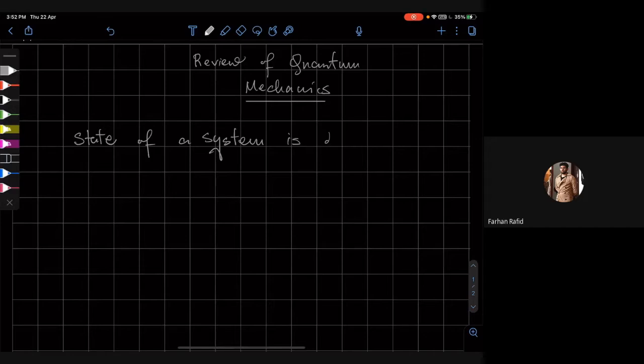is described by a vector, okay? By a complex vector. And I should say it is usually described, because we shall see there are more general circumstances where a complex vector does not suffice to describe the state of the system. Okay, and that general case is going to be called the case of the density matrix.